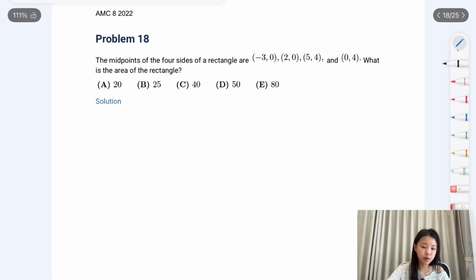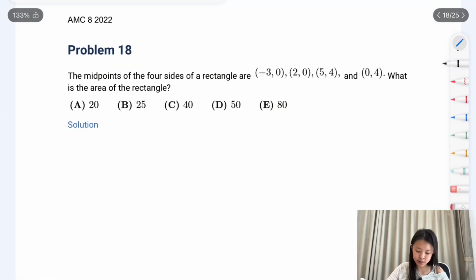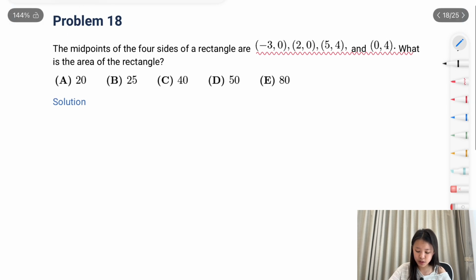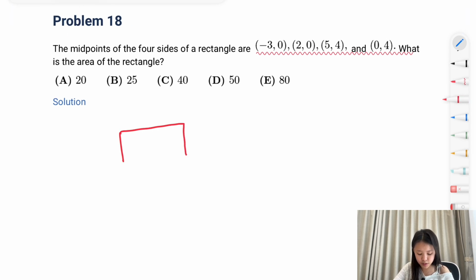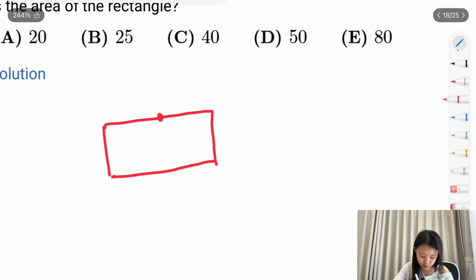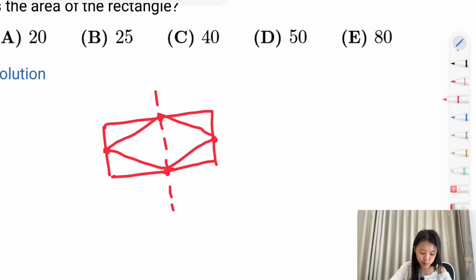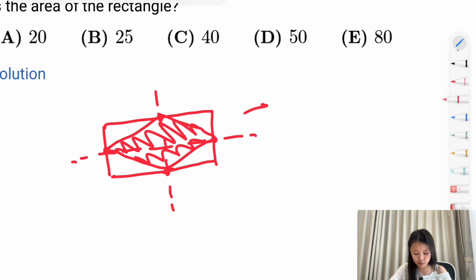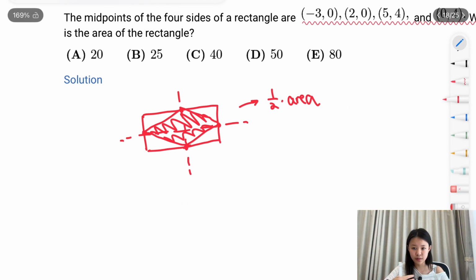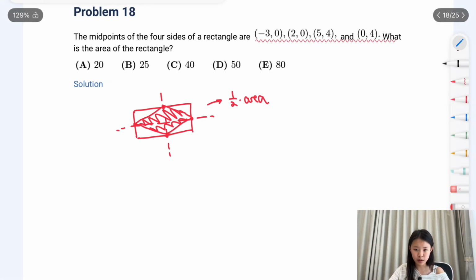Problem 18. The midpoints of 4 sides of a rectangle are these 4 different points. What is the area of the rectangle? So the midpoints of the sides of a rectangle look like this. And if we connect all of them up and split this rectangle down the middle, we notice that these midpoints add up to half of the area. And so all we have to do here in this case is just find the area within these midpoints of the 4 sides of the rectangle, and then multiply that area by 2.